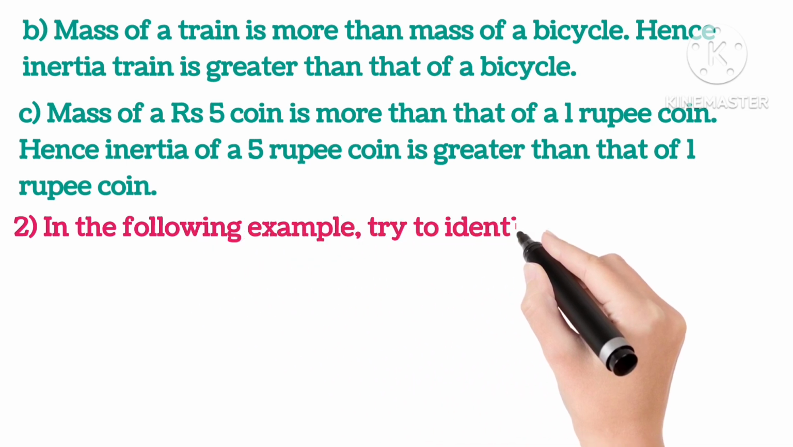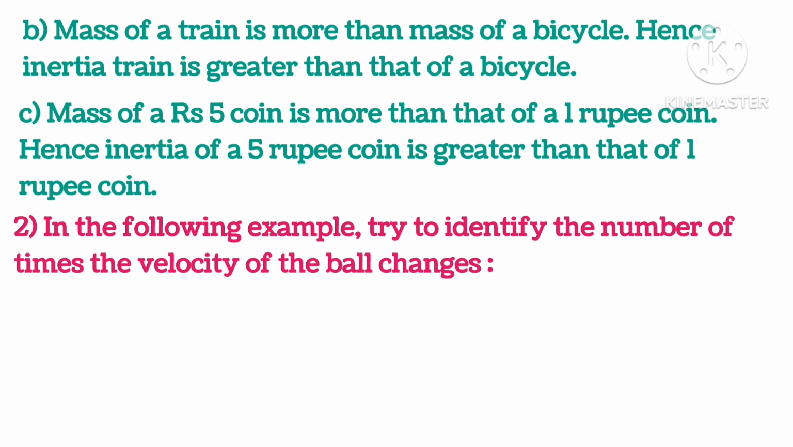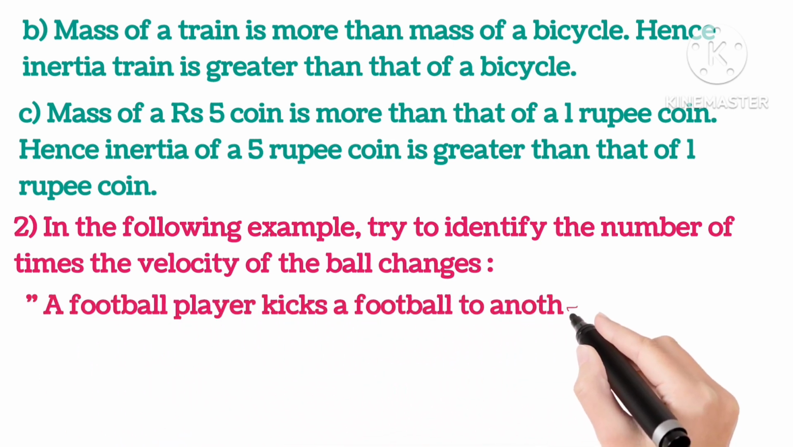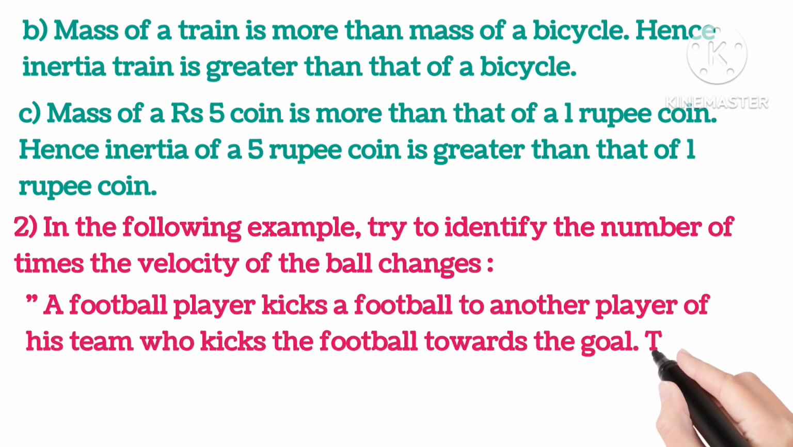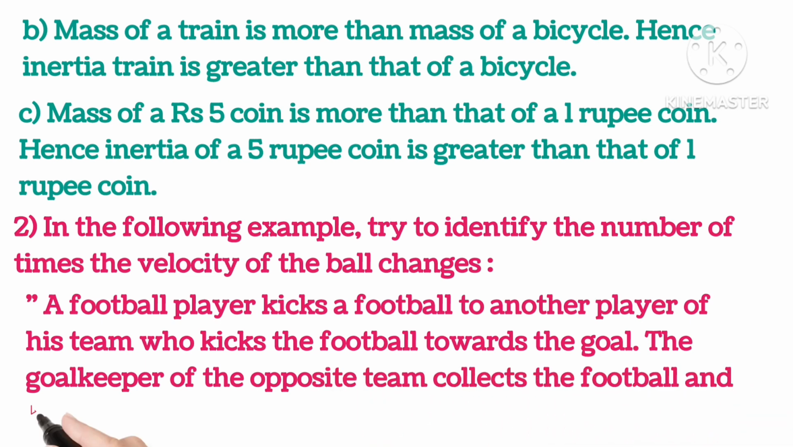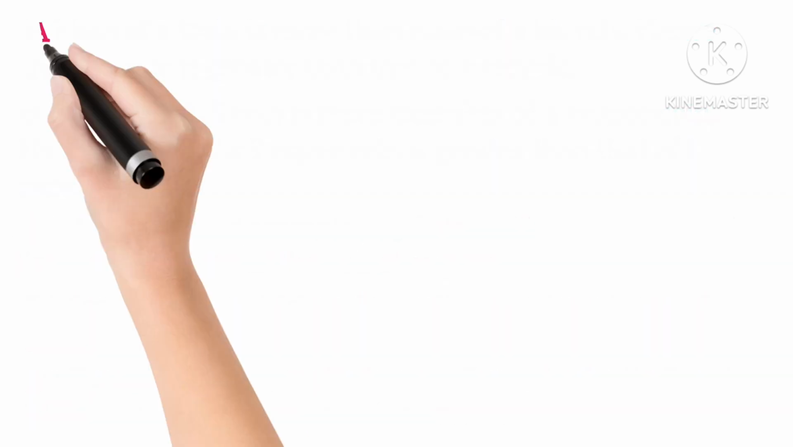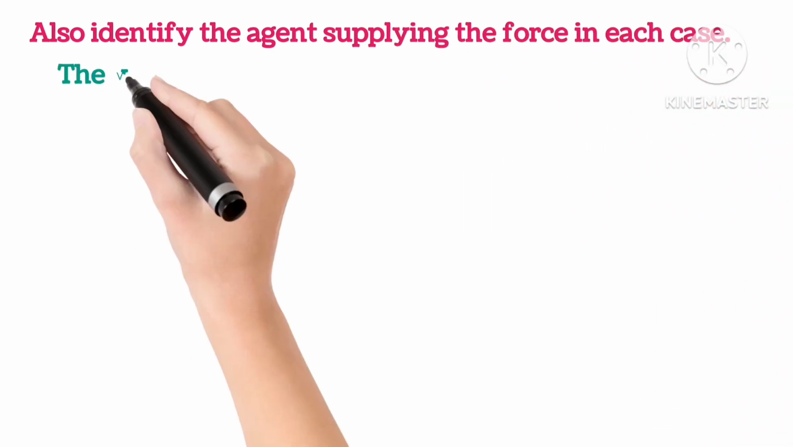In the following example, try to identify the number of times the velocity of a ball changes. A football player kicks a ball to another player of his team who kicks the football towards the goal. The goalkeeper of the opposite team collects the football and kicks it towards the player of his own team. Also identify the agent supplying the force in each case.